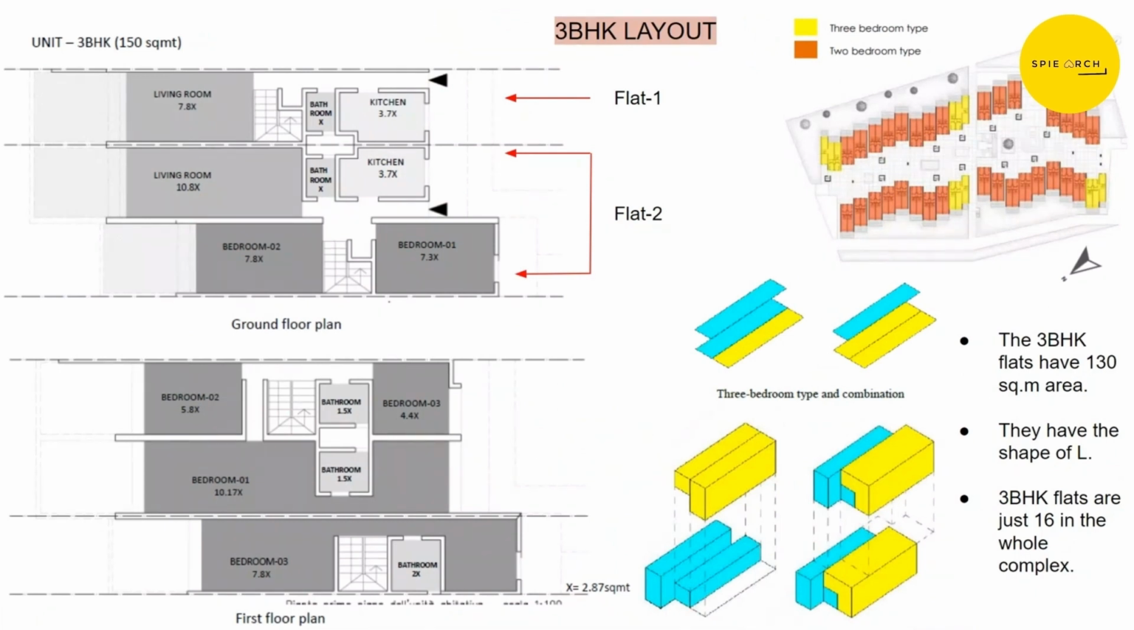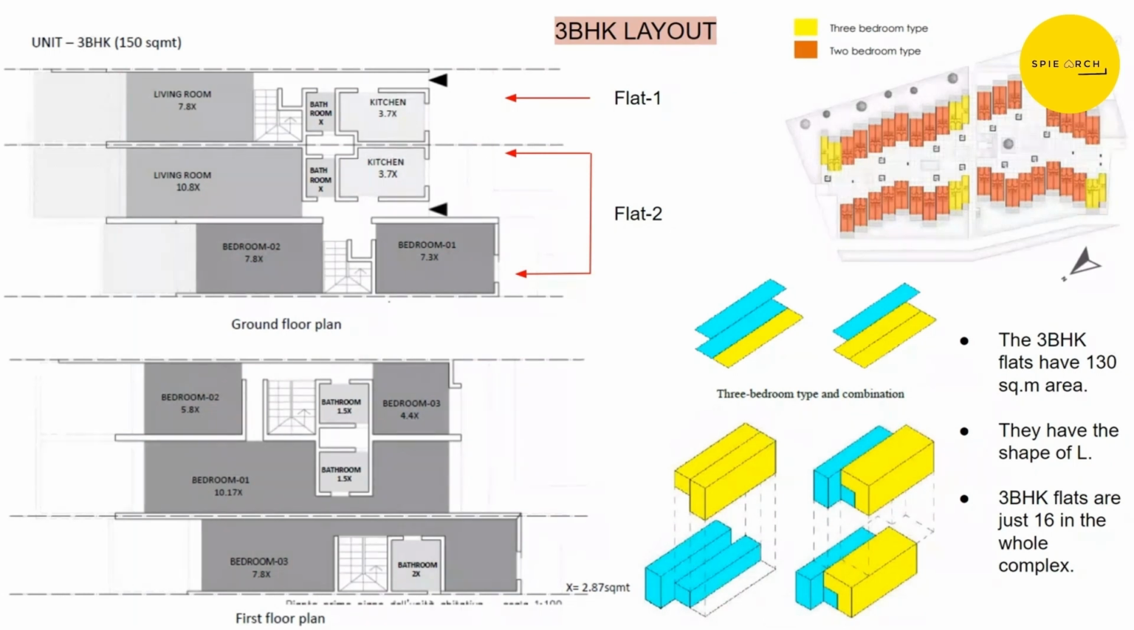This is the 3 BHK layout of the apartment block. Two flats are attached to each other. For flat one, at the ground floor, they have provided a living room, bathroom, and kitchen. On the first floor, they have provided three bedrooms, two bedrooms having a common bathroom, while one bedroom has an attached bathroom. For the other flat, they have just reversed the order: two bedrooms, living room, kitchen, and a common bathroom on the ground floor, while on the first floor they have provided a bedroom with a common toilet and bathroom.